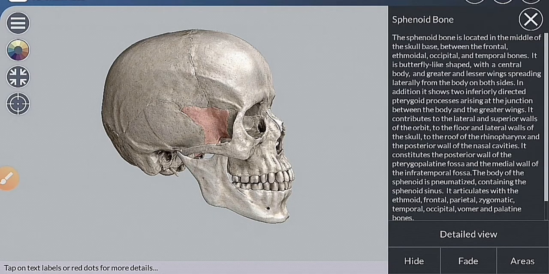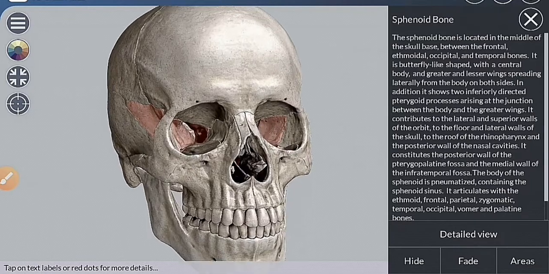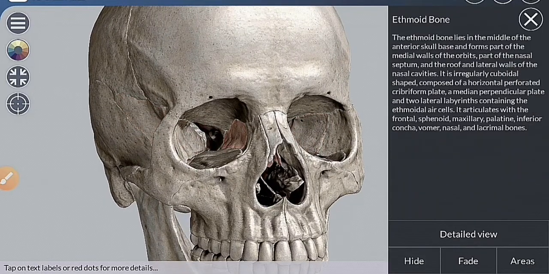So another bone is the ethmoid bone. It is present inside the skull. This is the ethmoid bone. It is present between the orbits.